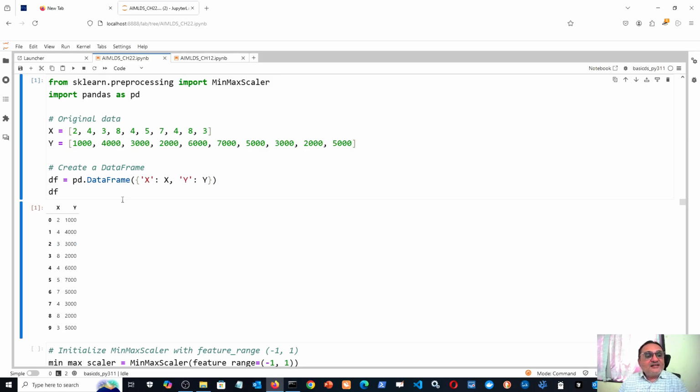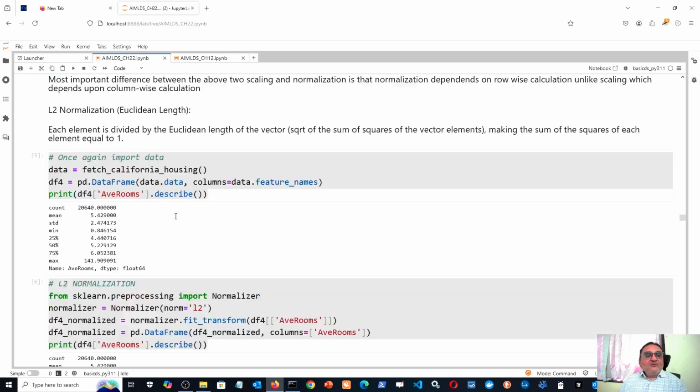And what is the max normalization? The value of the observation 2 divided by the maximum in that vector. Now this is the vector, so the maximum is 1000, so 2 by 1000. What is the max normalization for this? 4 by 1000. And for the third row, 3 by 1000, and so on, right? So that is how normalization is done.